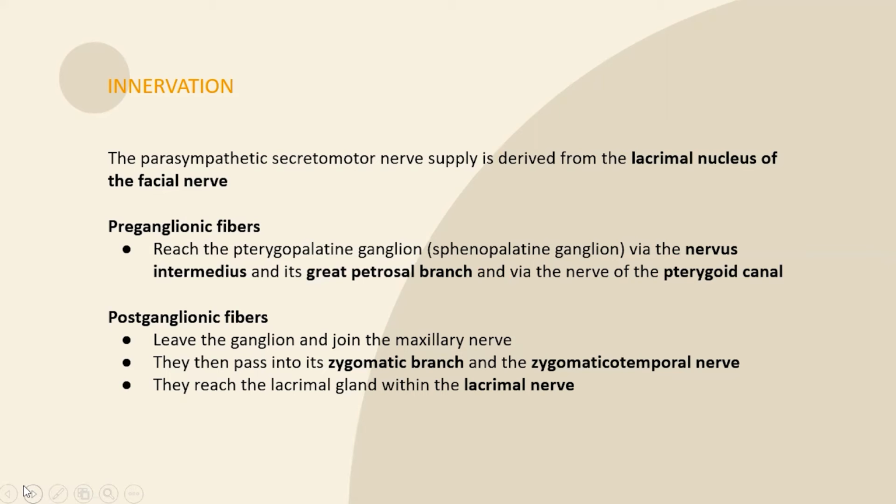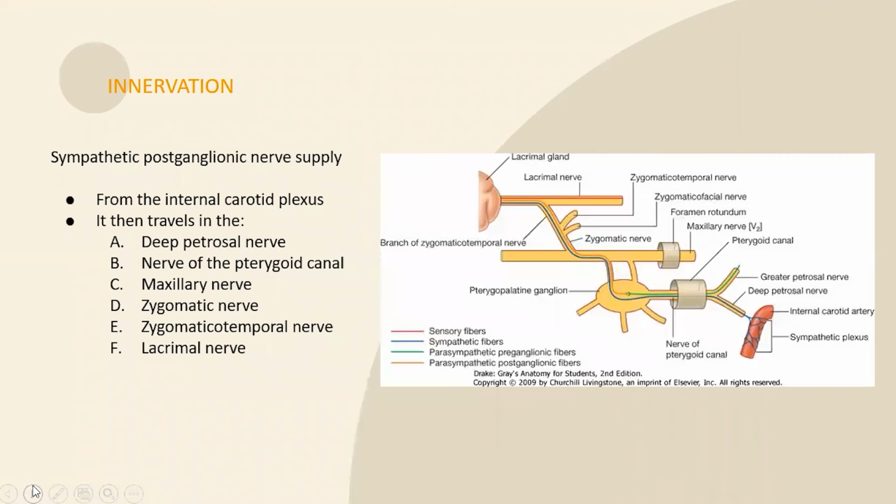Now, we will be talking about the sympathetic postganglionic nerve supply. This nerve supply arises from the internal carotid plexus. It then travels in the deep petrosal nerve, passes through the nerve of the pterygoid canal, passes through the maxillary nerve, goes through the zygomatic nerve, and a branch of the zygomaticotemporal nerve until it reaches the lacrimal gland via the lacrimal nerve.